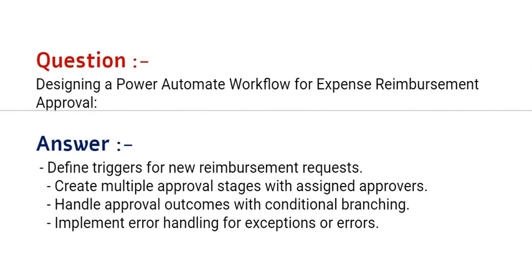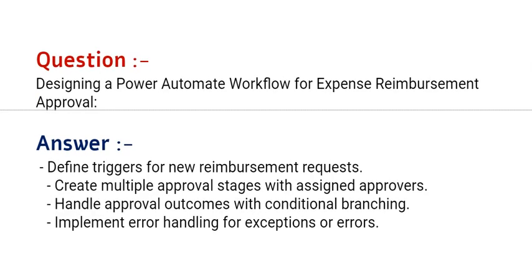Our next question is designing the Power Automate workflow for expense reimbursement approval. Your answer should be define triggers for new reimbursement requests, create multiple approval stages with assigned approvers, handle approval outcomes with conditional branching, implement error handling for exceptions or errors.